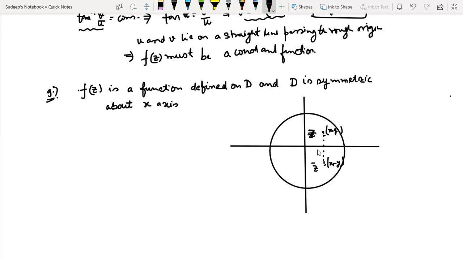Okay, so if domain D is symmetric about x-axis, what does it mean? That if z is present, then z bar must be present, because symmetric to this point, z bar is there. I mean, if I take an image about x-axis of z, then I get z bar.